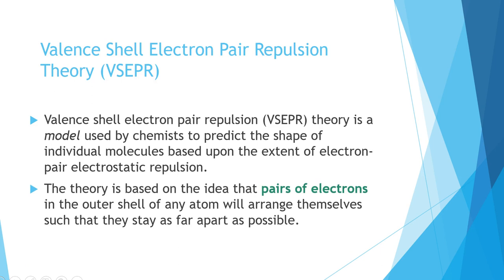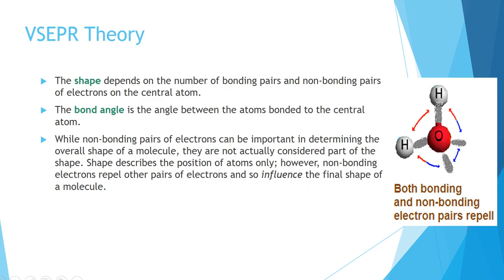Okay, so again, it comes back to pairs of electrons, remembering that electrons like to be paired, one up, one down spin, and that particularly we're looking at the ones in the outer shell. They're going to stay as far apart as possible because remember, they're all negatively charged, so they're going to repel each other and want to keep away. So this basically states shape depends on the number of bonding pairs and the number of non-bonding pairs.